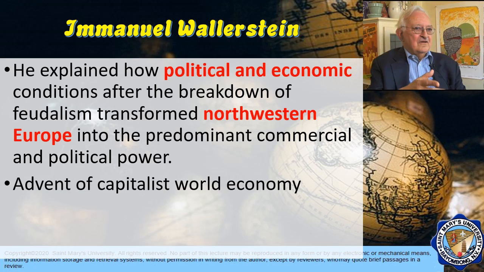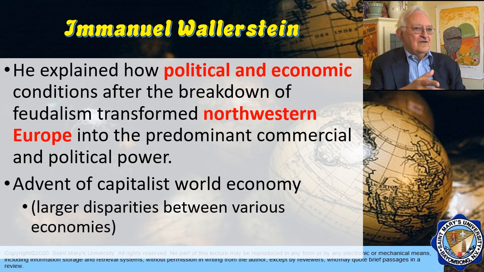We also have here the advent of the capitalist world economy. So we will be able to define what capitalism is all about in this discussion. Of course, capitalism actually provides larger disparities between various economies. For example, the United States is one of the countries that is capitalist in nature, and we can see that their economy is actually on top in comparison to all of the countries. However, there are also countries that are capitalist, but they're not that rich like the United States. So we will be looking into the possible factors later on why it happened that way.